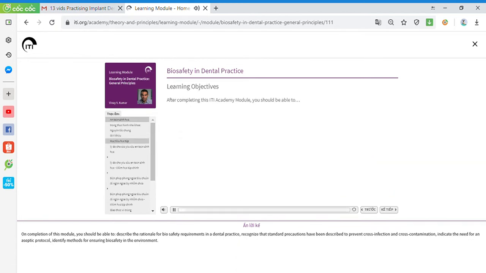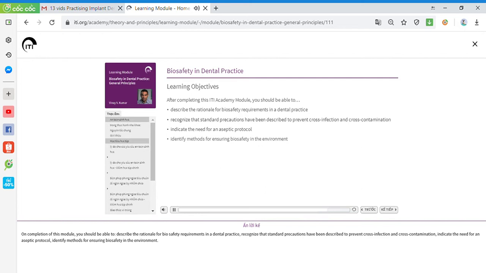On completion of this module, you should be able to describe the rationale for biosafety requirements in a dental practice, recognize that standard precautions have been described to prevent cross-infection and cross-contamination, indicate the need for an aseptic protocol, and identify methods for ensuring biosafety in the environment.